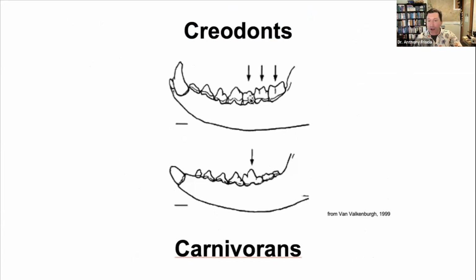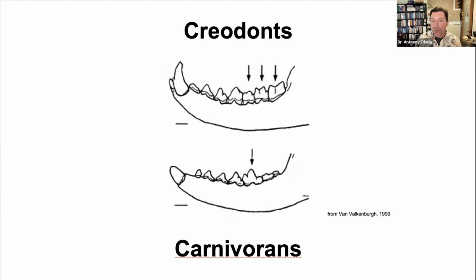Now, these Creodons, they also have carnassials, but interestingly, they often have multiple pairs of carnassials. So carnivorans usually only have one pair of upper and lower teeth that are used for cutting meat. Creodons often have multiple pairs, so they actually modified many of their molars into these slicing teeth.